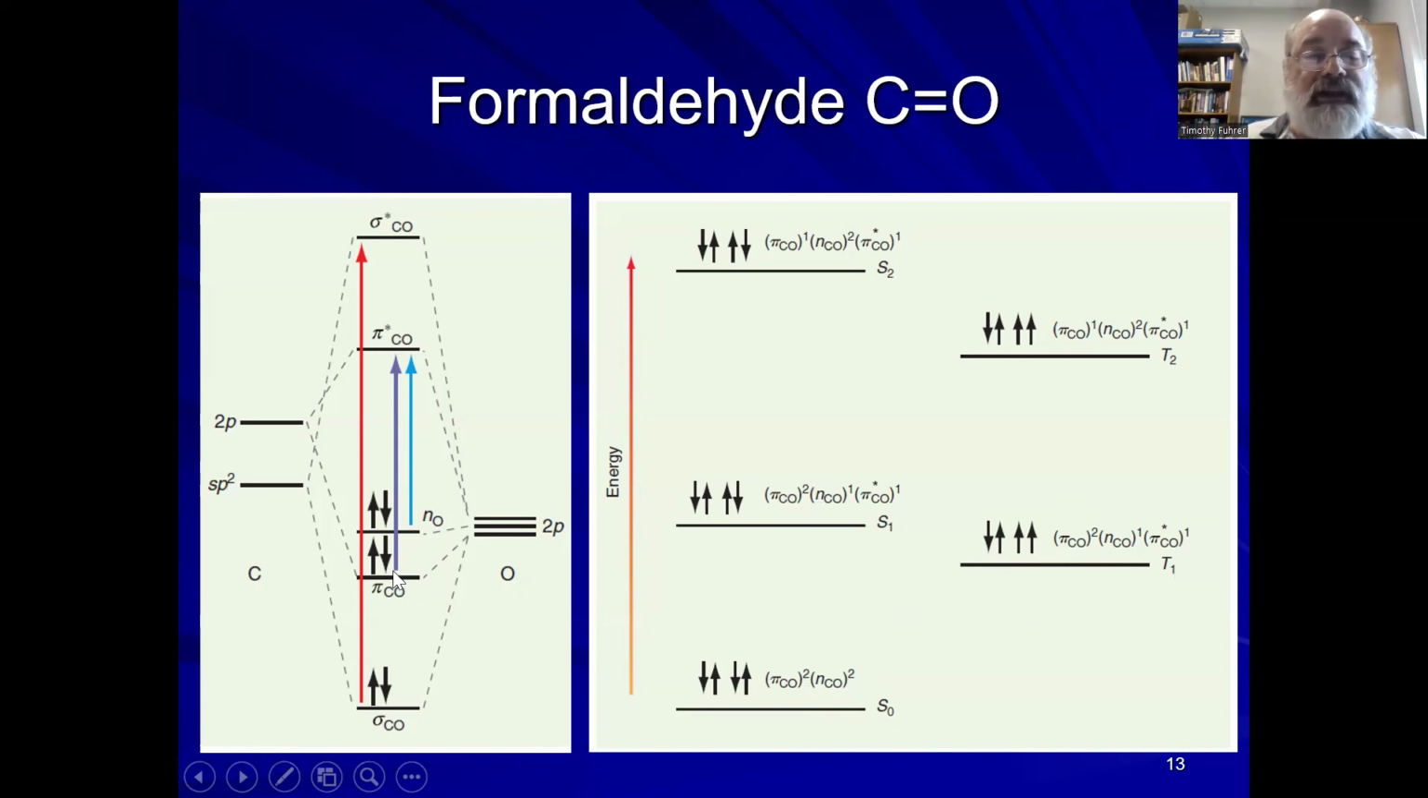Same thing if we excite an electron from the bonding orbital to an anti-bonding orbital, bonding to anti-bonding. We'll see these kinds of changes. And again, exciting from singlet to triplet is forbidden. It won't normally happen.